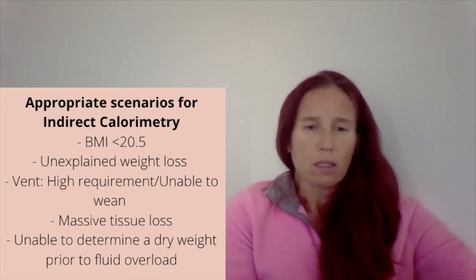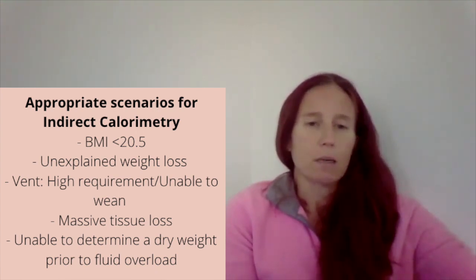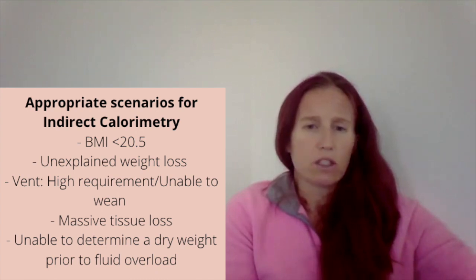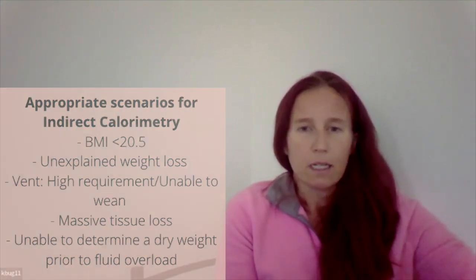Massive tissue loss from amputations. You think of bilateral leg amputations, might be a good idea to pull out the indirect calorimeter for this patient. And again, patients where you're unable to determine a dry weight prior to admission. A lot of times they come in and their weight is up and they're fluid overloaded. So using the indirect calorimeter for this patient would also be a good idea.